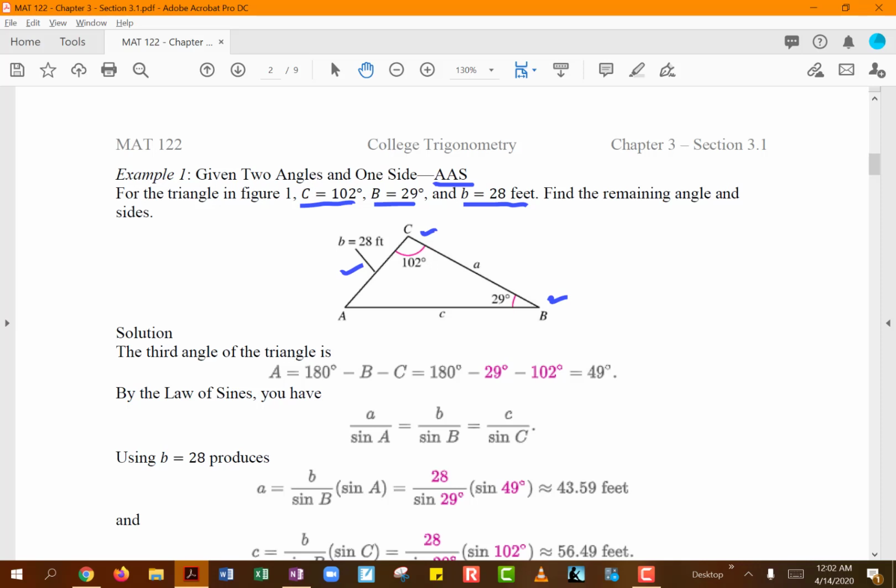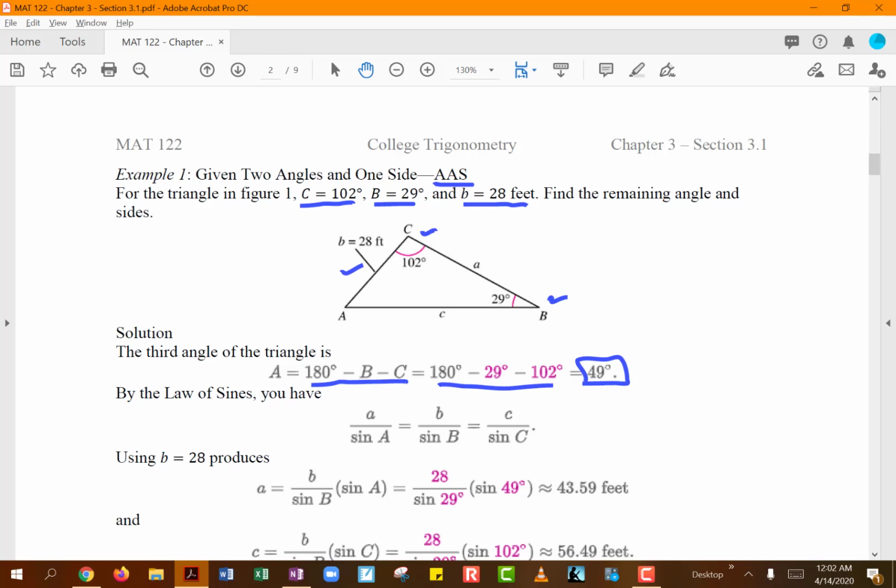Since two of your angles are given, and we know in a triangle all three angles add up to 180 degrees, you basically just take 180 degrees and subtract the given angles B and C from it. Whatever answer is remaining is going to be your third angle.